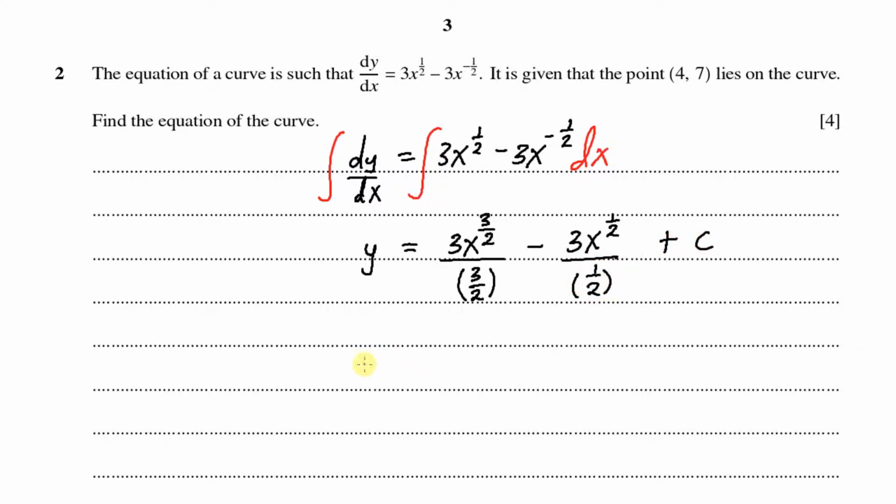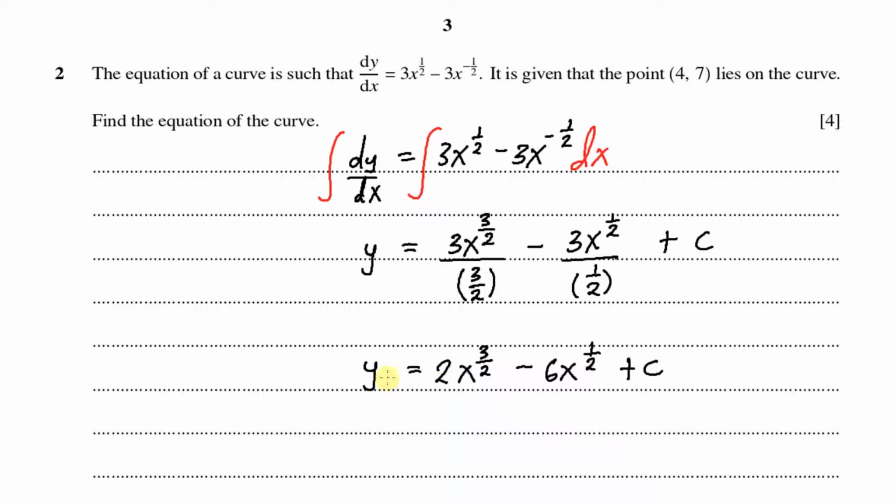I can simplify. So y is equal to 3 divided by 3 over 2 gives us 2. So that's 2x to the power of 3 over 2. And then that's minus, and 3 divided by a half, that will give us 6. So 6x to the power of a half. And then that's plus c.